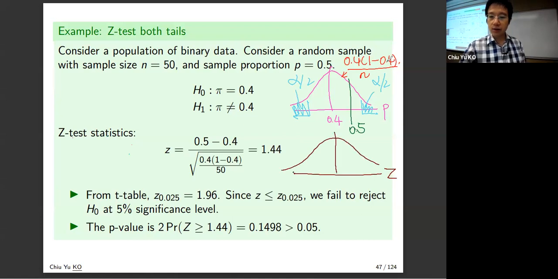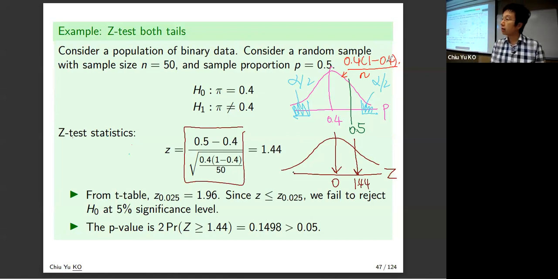And this is 0. We look at 0.5 and do this calculation: you just subtract the mean over the SD. It's 1.44. So the question is, is this area times 2 bigger than alpha or not? Why times 2? Because it's alpha over 2. So you compare this with that.